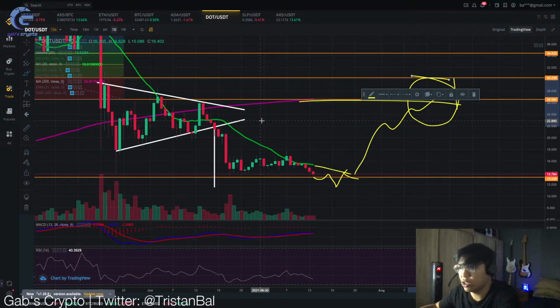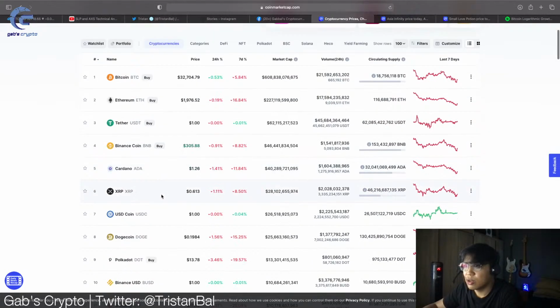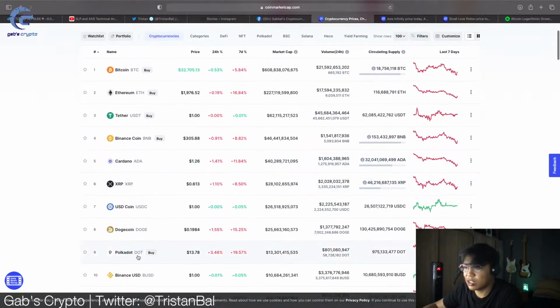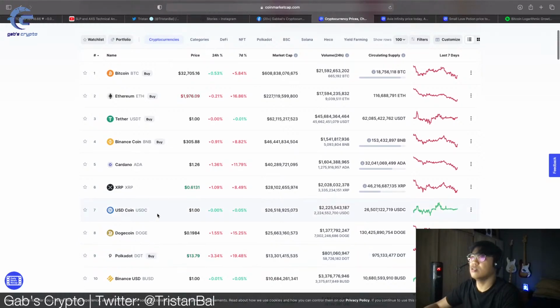Pero for me, to be honest, maganda si Polkadot for the long term. So if I were you, I would, yeah. Kasi nasa top market cap coin siya kasi tingnan mo. Polkadot, ayan o, number 9 siya dito sa top market cap coin. So yeah, this is a good buying coin.